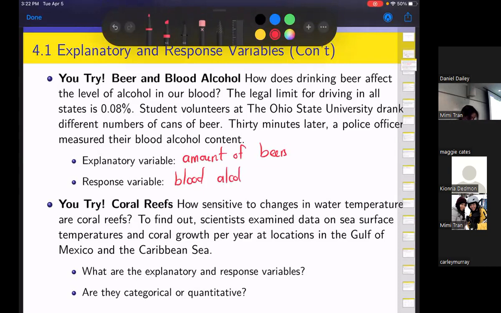Is there an L in alcohol? Is it a double L? No, just one. Alcohol. I like BAC. I like that.